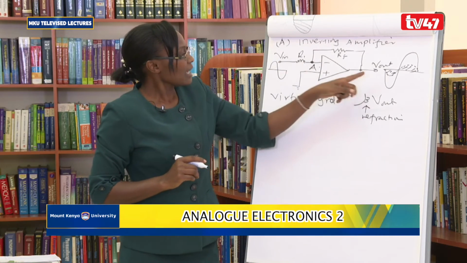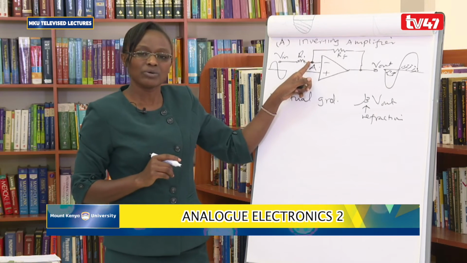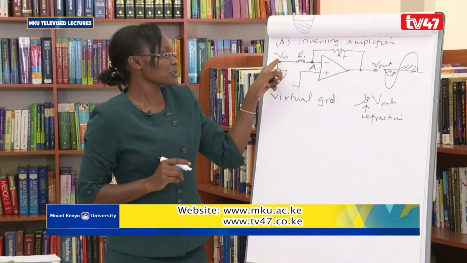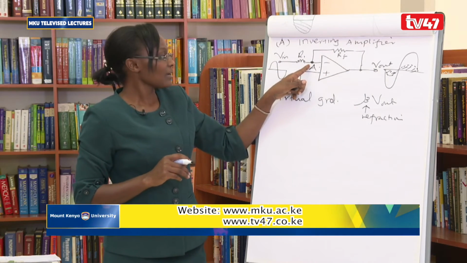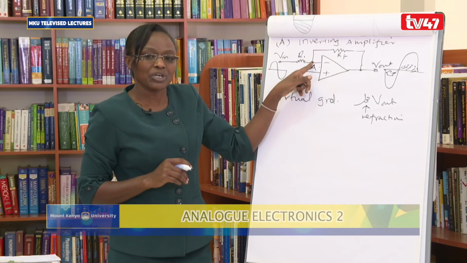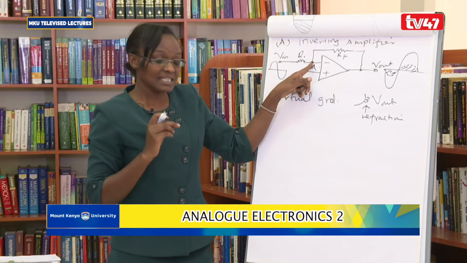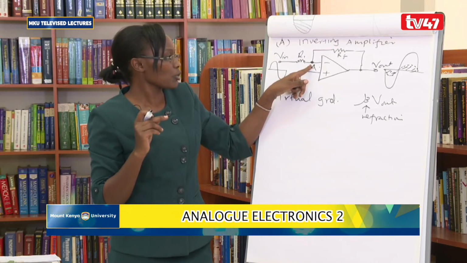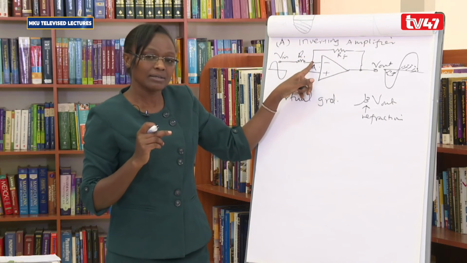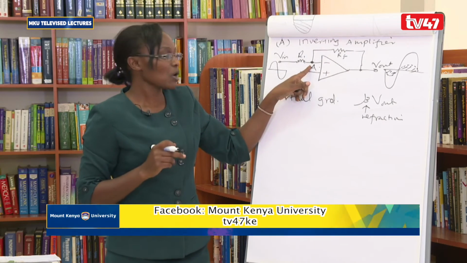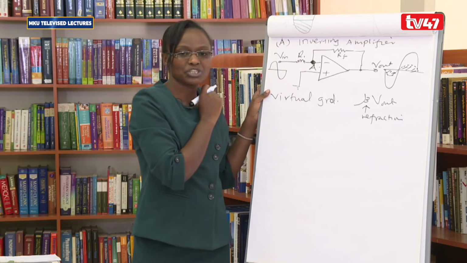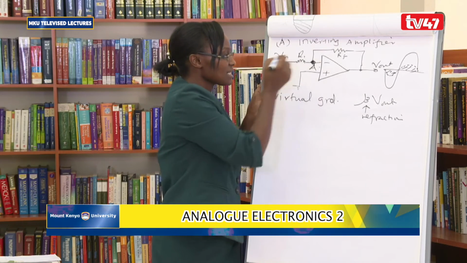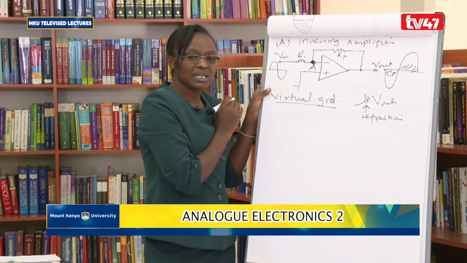So if you apply V in, the feedback voltage is brought into existence. Because the feedback voltage is out of phase with the input, the V in at this particular point will reduce. And at the moment when V in becomes exactly equal to the negative feedback voltage, they cancel out and the voltage here will attain a zero potential. Once it attains that, that's what we call the virtual ground.